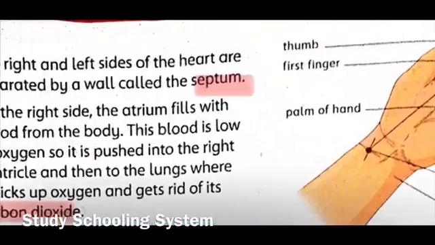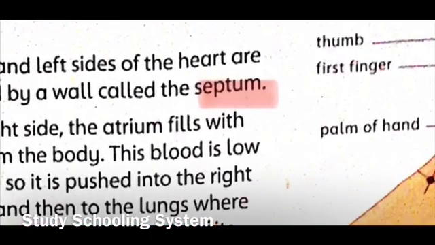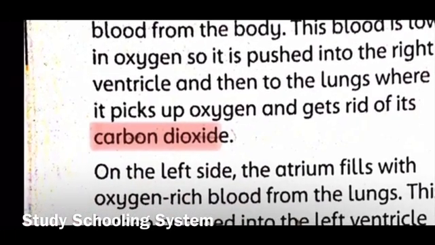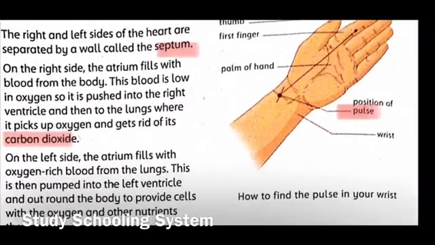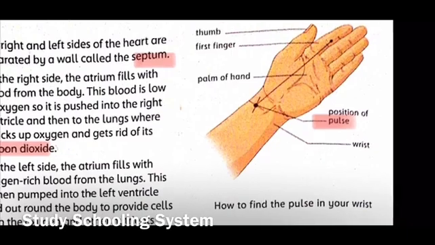Then the other word is septum. You know that septum is the wall that divides the right side of the heart from the left. Then carbon dioxide, which is the waste material that's removed from your blood. And the last word is pulse.